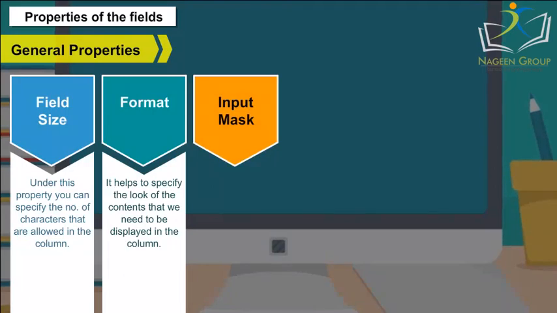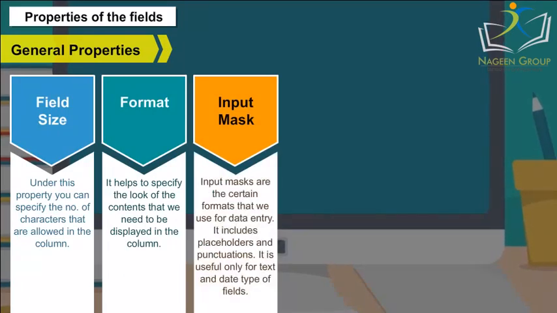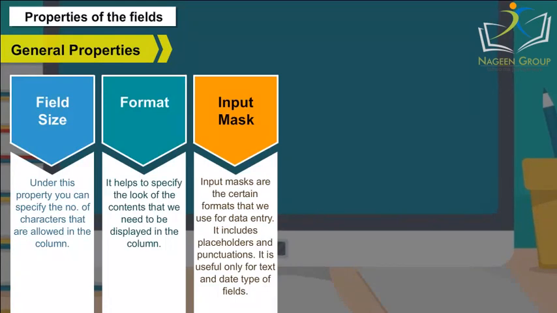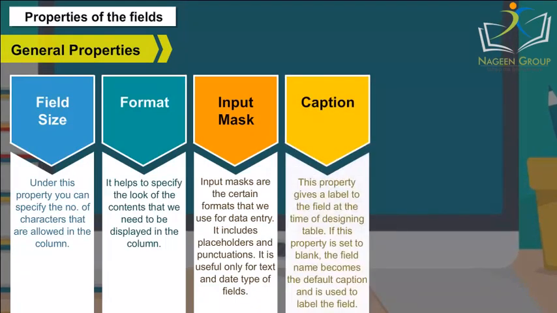Input mask. Input masks are the certain formats that we use for data entry. It includes placeholders and punctuations. It is useful only for text and date type of fields. Caption. This property gives a label to the field at the time of designing the table.